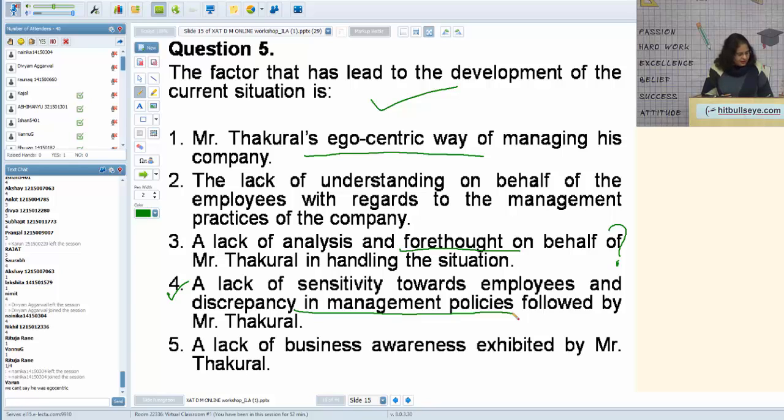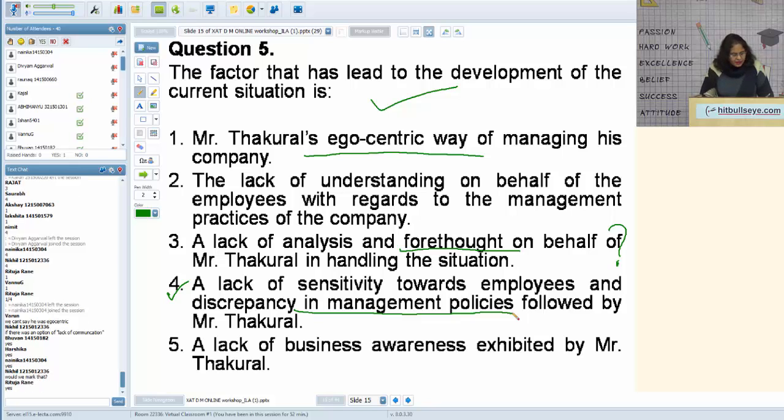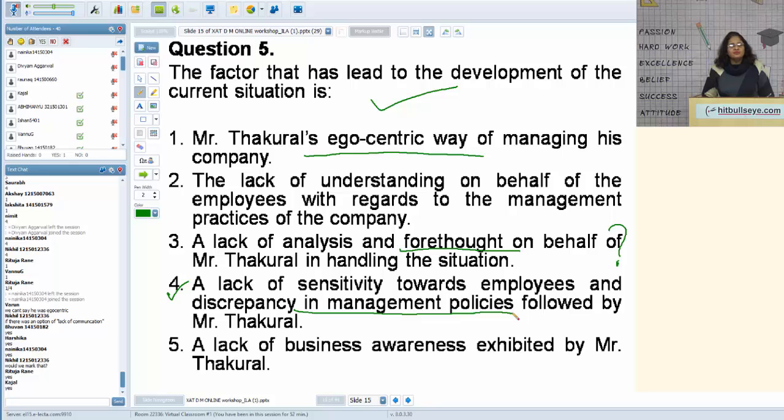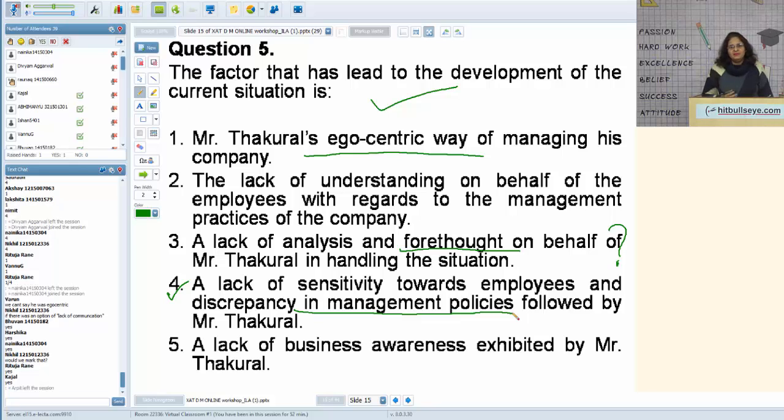Guys, got this one? Can we move on to the next one? Nikhil, yes, lack of communication. Lack of communication, not in a very generalized way, because this guy was meeting the people and all. But yes, lack of a proper process in place. Yes, that could have been a better option. But the thing is, we have to choose the best option out of the ones we have been provided with. The best we can do.